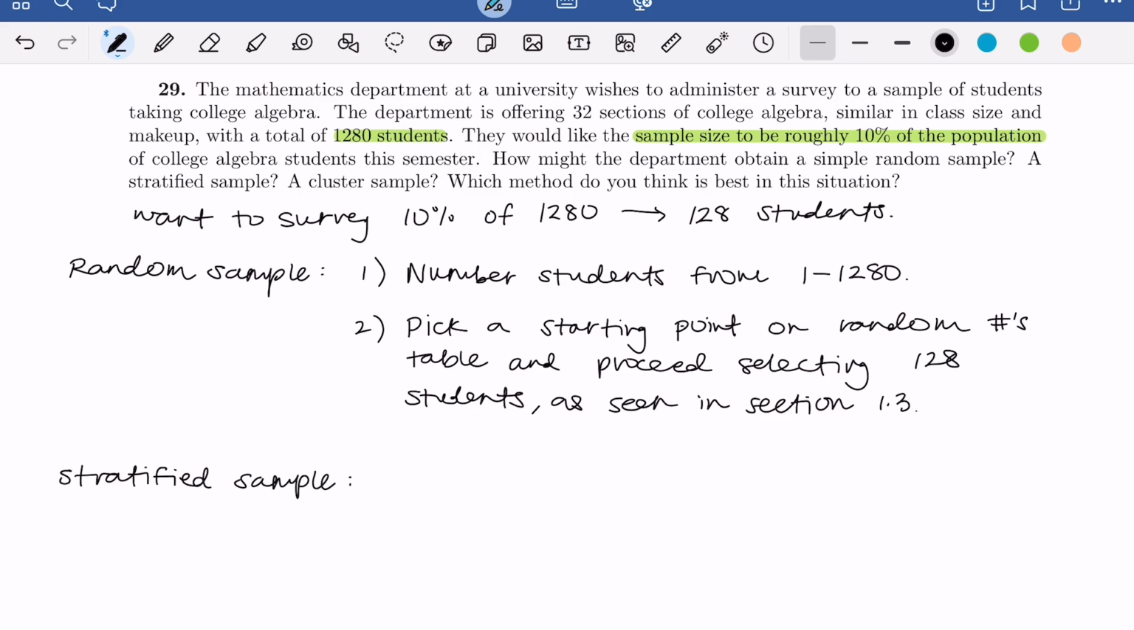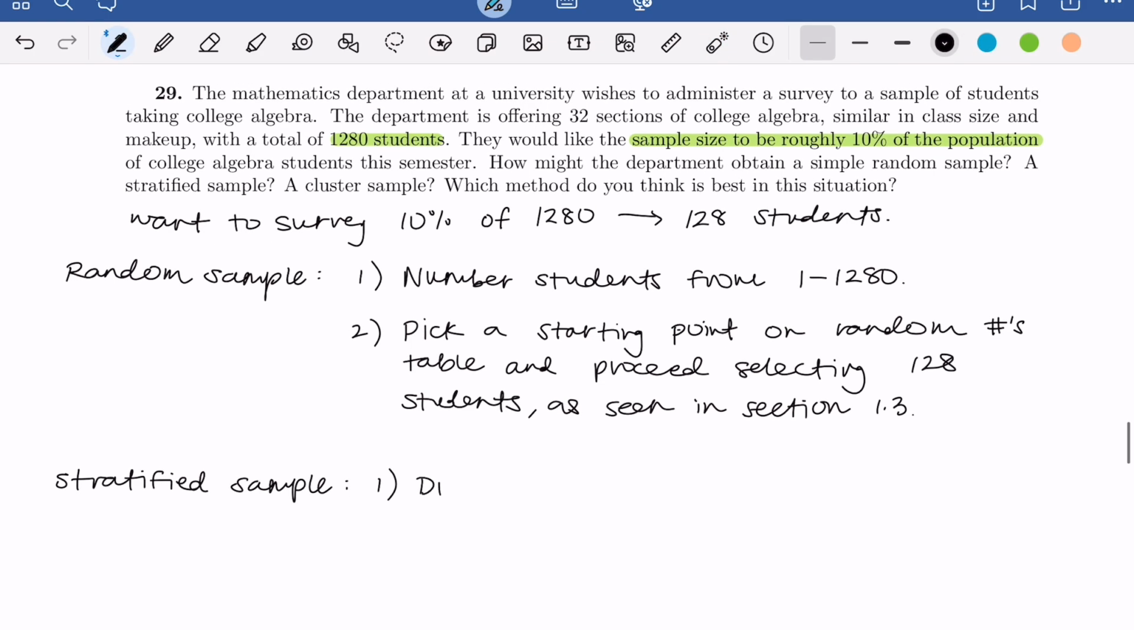So we're going to do the same thing. We're going to kind of just list out a procedure here. And the whole point is so we can look at the differences for these different types of samples. So with a stratified sample, the first thing that we need to do is divide the population into its strata.